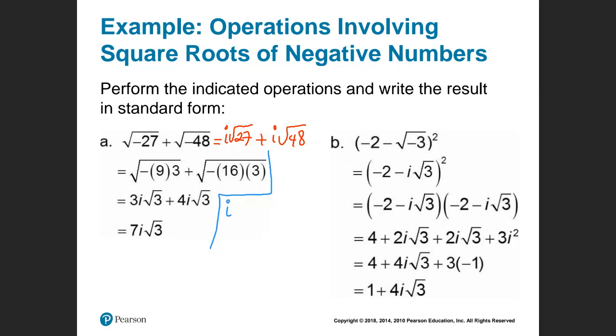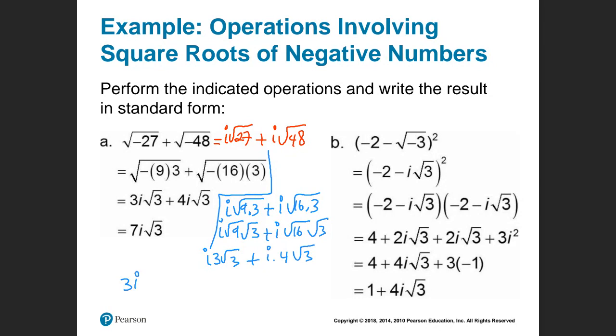Now the square root of 27 becomes i times the square root of 9 times 3, since 27 is 9 and 3. Plus i square root 48, which is 16 times 3. So we write i square root 9 times square root 3 plus i square root 16 times square root 3. The square root of 9 is 3, so 3i square root 3, plus 4i square root 3. These are like terms because of the square root of 3, so we can add them: 3i plus 4i is 7i square root 3.